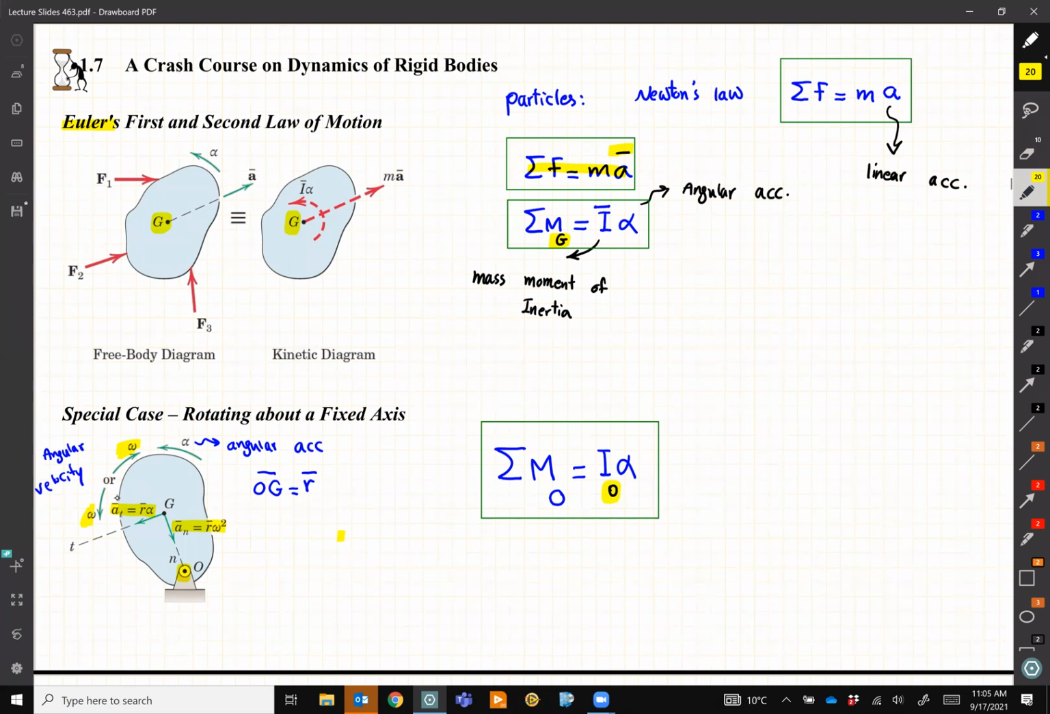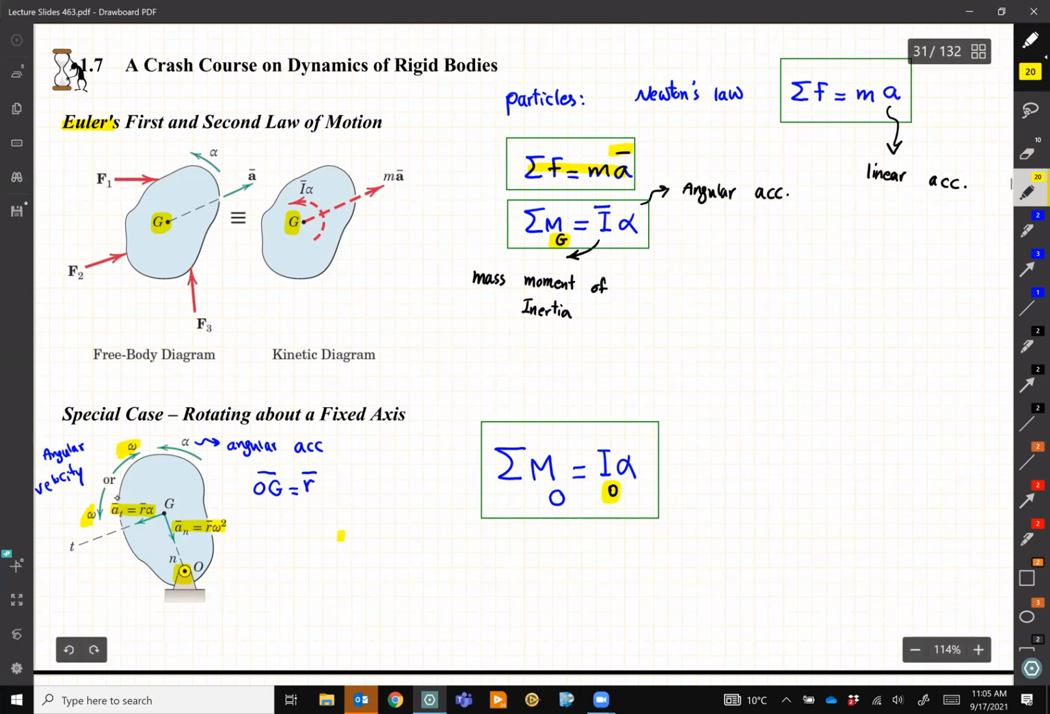The second law of Euler says that since now it has dimension, it can rotate. Sum of all the moments about this center of gravity is equal to I bar alpha. What is alpha? It is angular acceleration, right? And we have a special case which happens a lot.